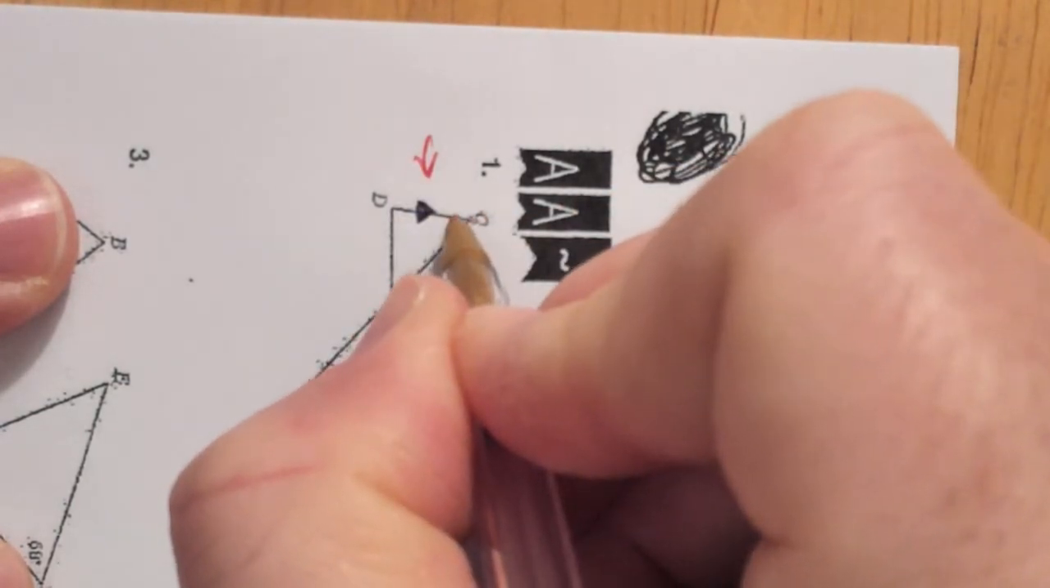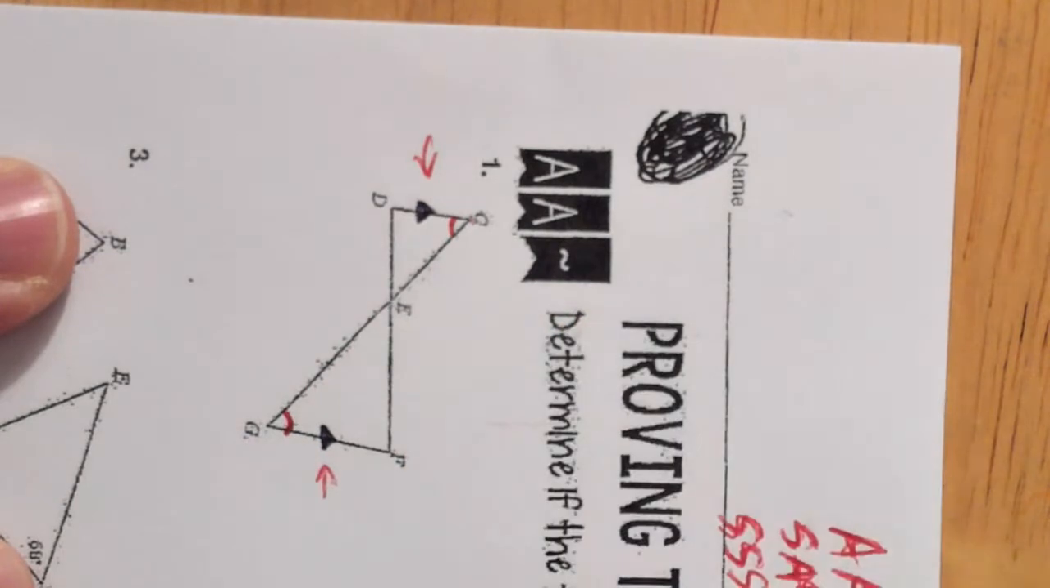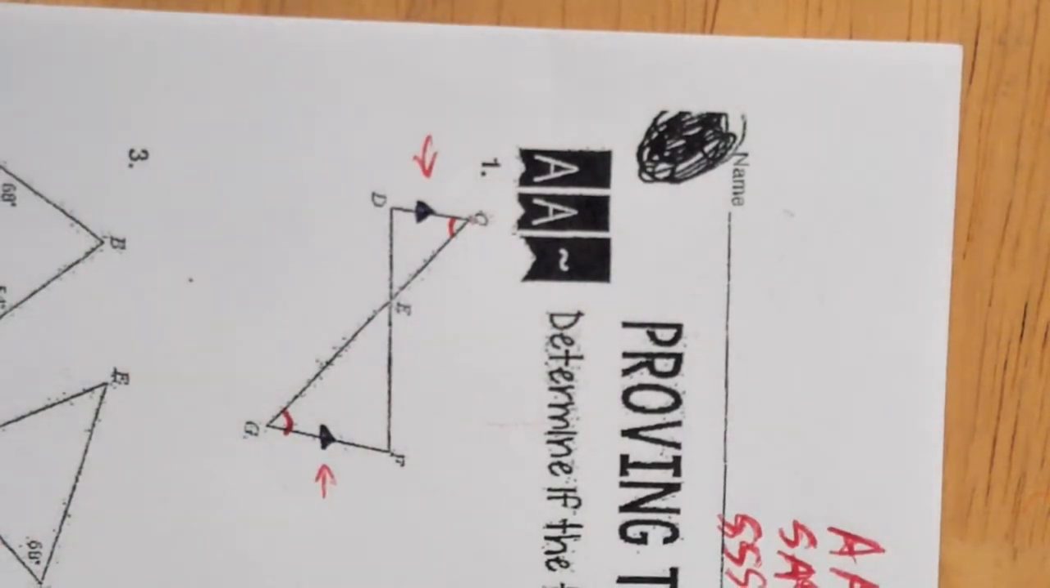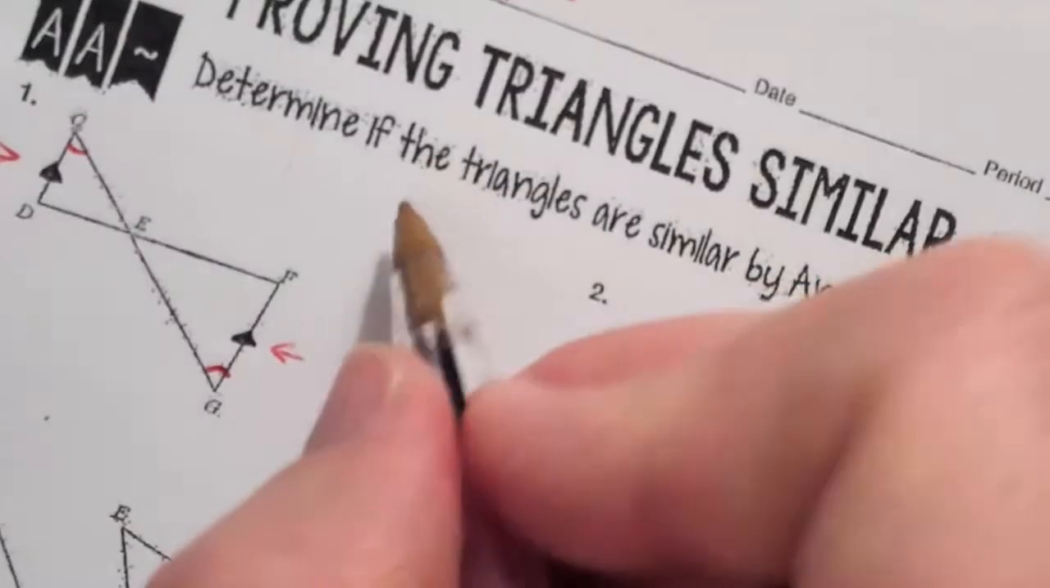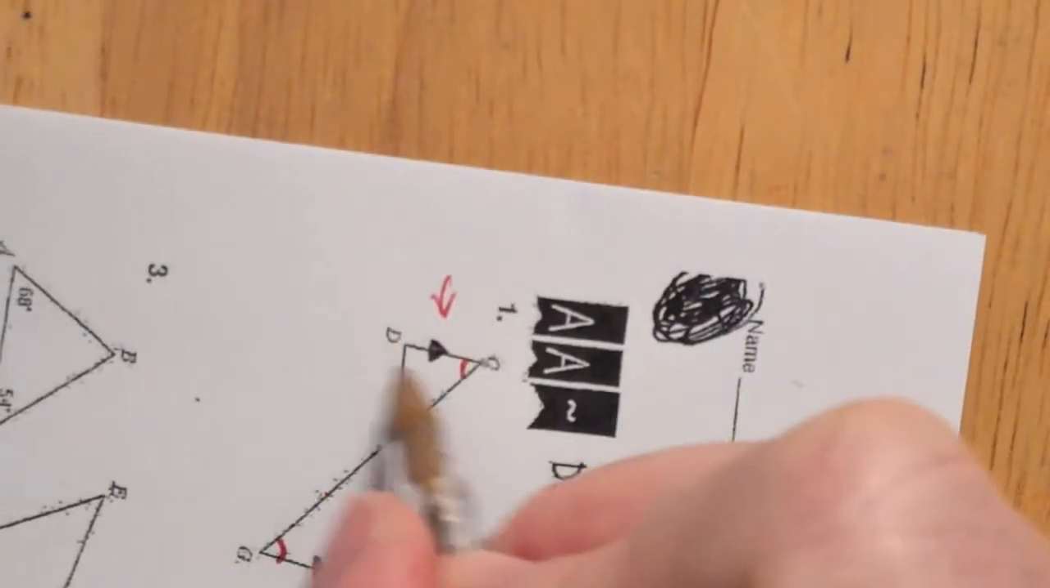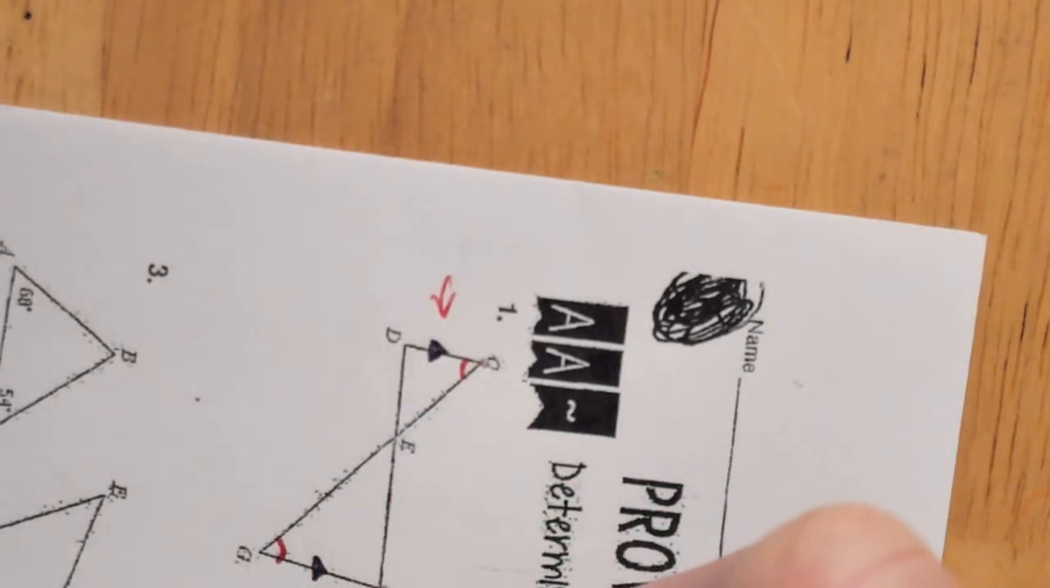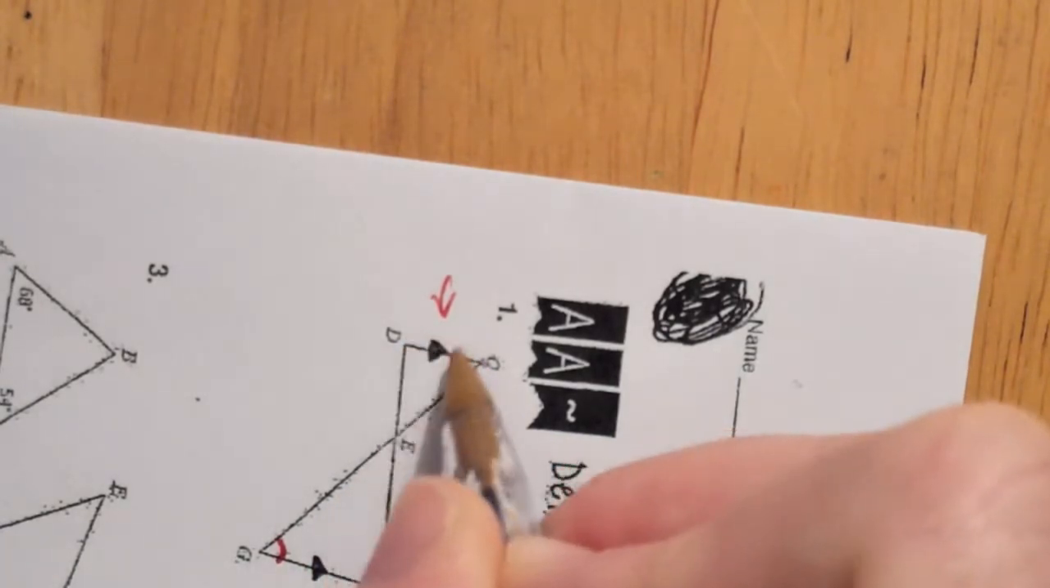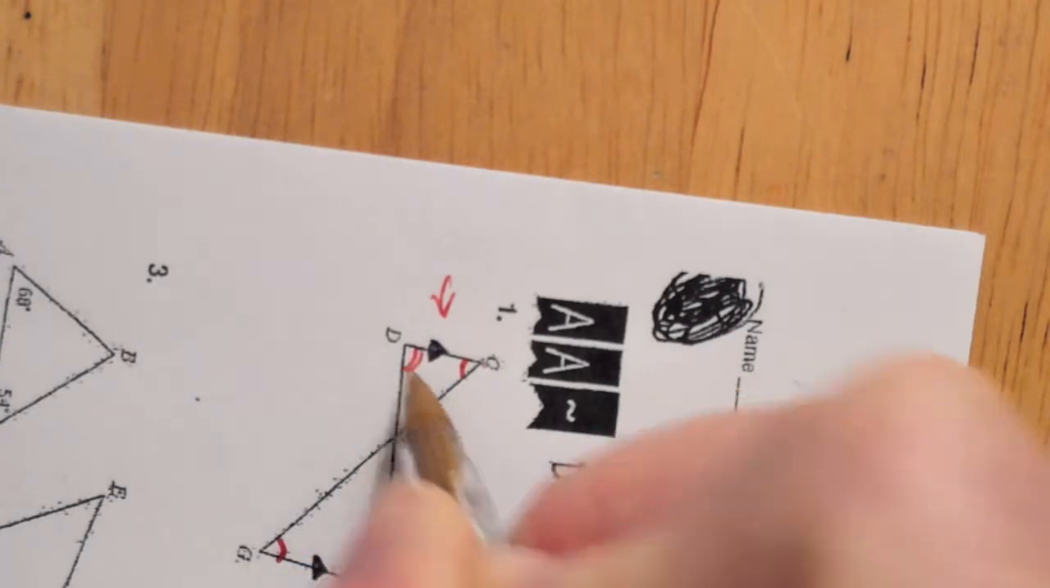I know that this angle is equal to this angle. So that's angle C is equal to angle G so far. Angle C is equal to angle G. All right, what else? If I do the Z the other way, the backwards Z, I know that angle D is equal to angle F.